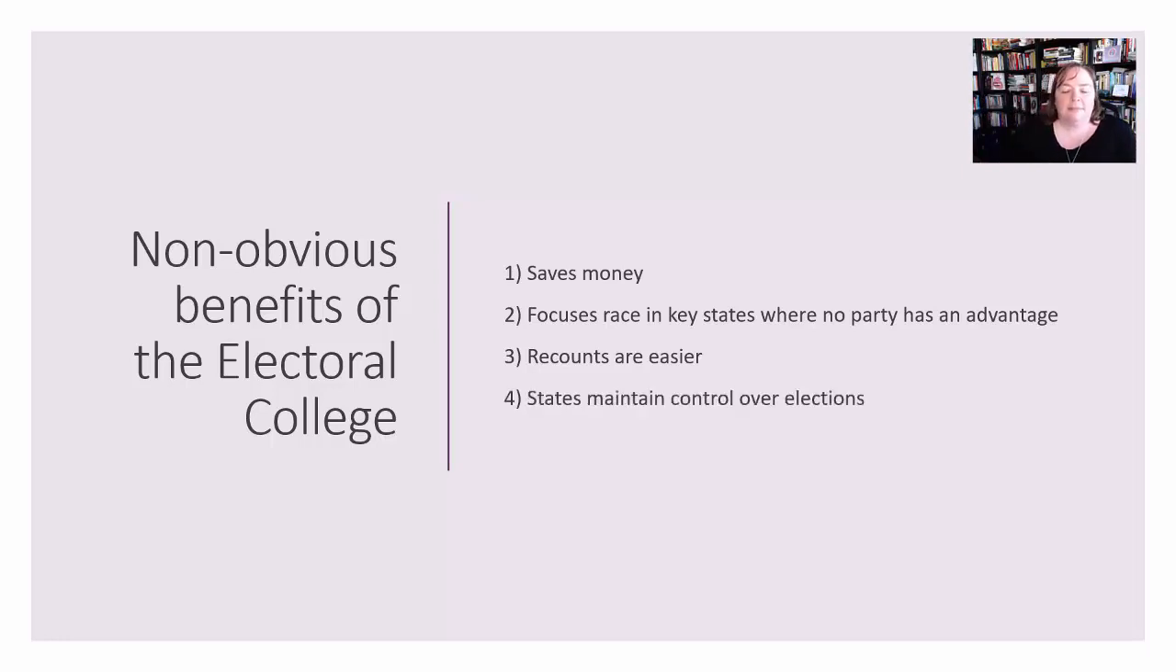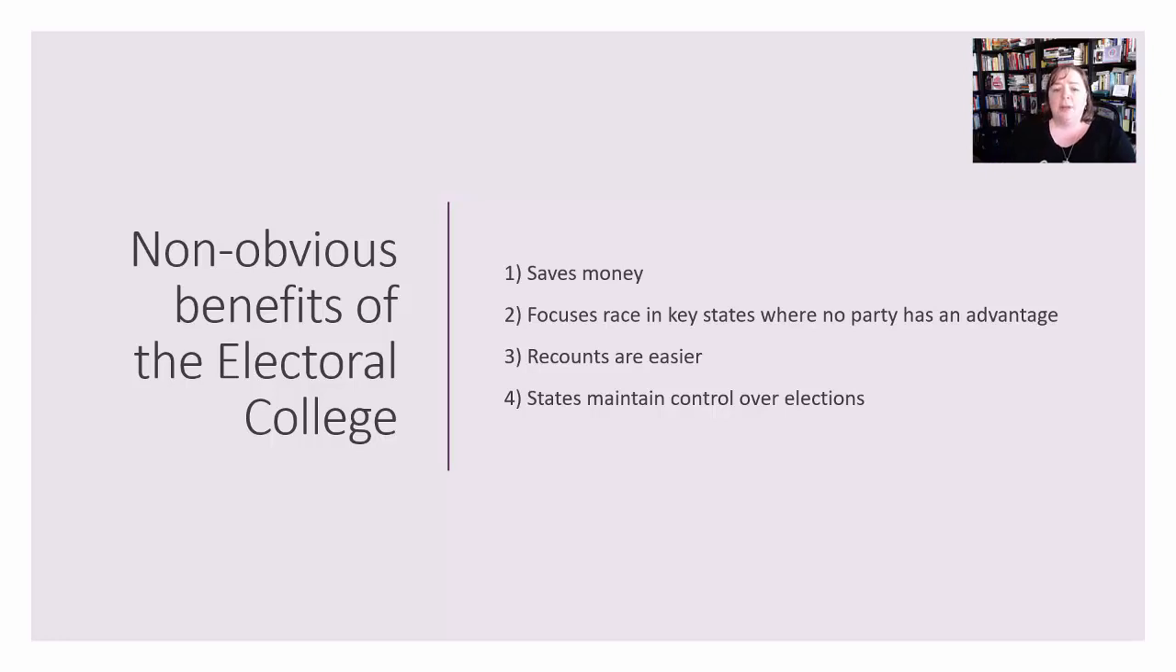I don't want that. Finally, the fourth non-obvious benefit of the Electoral College is that it allows states to maintain control over elections. The reason we have an Electoral College is that we care about the states first. It was set up as a federalist system, or rather a system of federalism, right? So states under the Constitution have the right to decide when elections take place, where they take place, what the ballot design is, all of that, what technology is used.